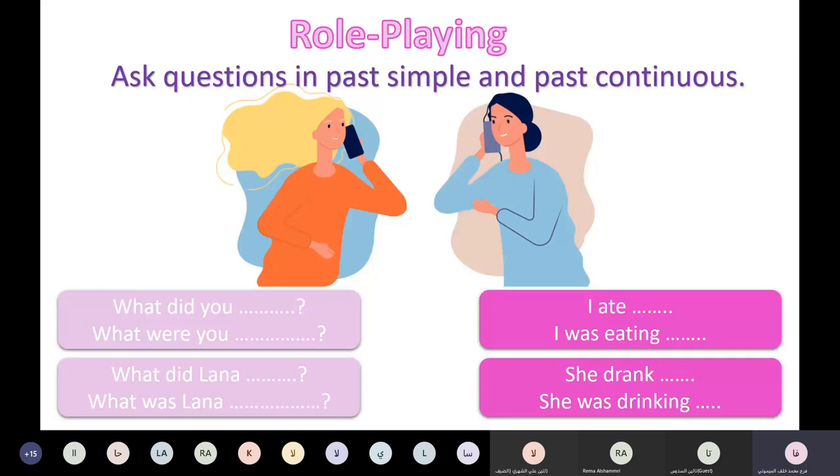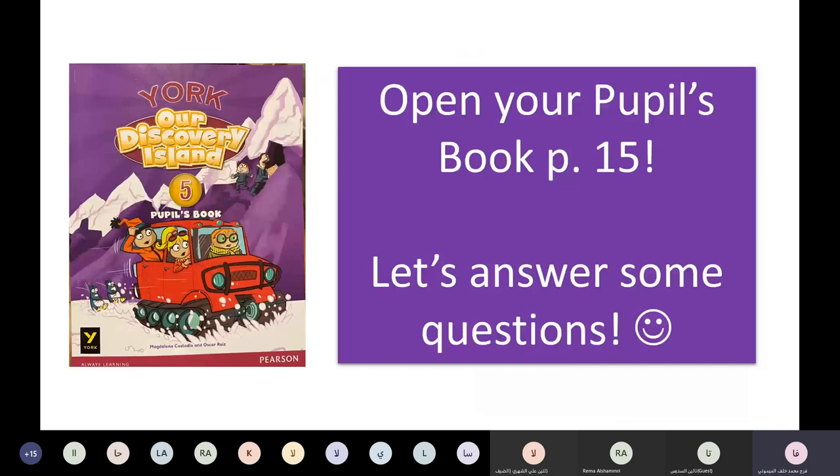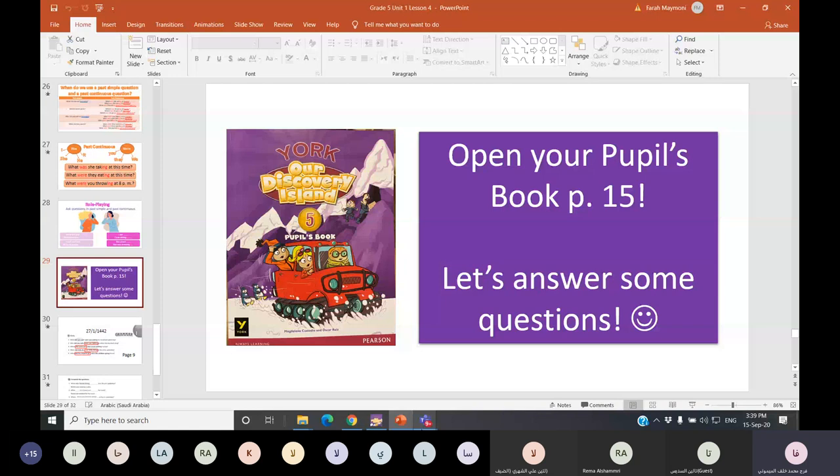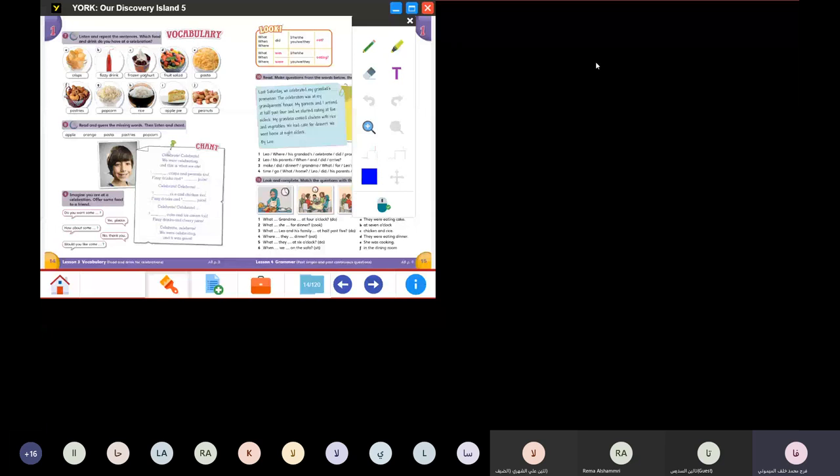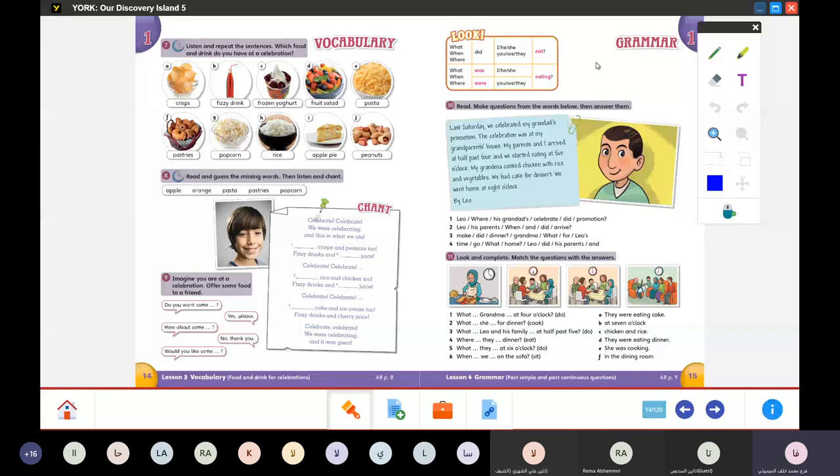Now, girls, thank you so much for that role playing. Right now, let's open the pupil's book to page 15. Okay, young ladies, open it to page 15. Come on. Okay, let me open my book too. Now, Lana, who said she couldn't see? I think it was Lana. Lamar, right? Yeah, me, teacher. Okay, Lamar, then open your book now. Very good. So open it to page 15.